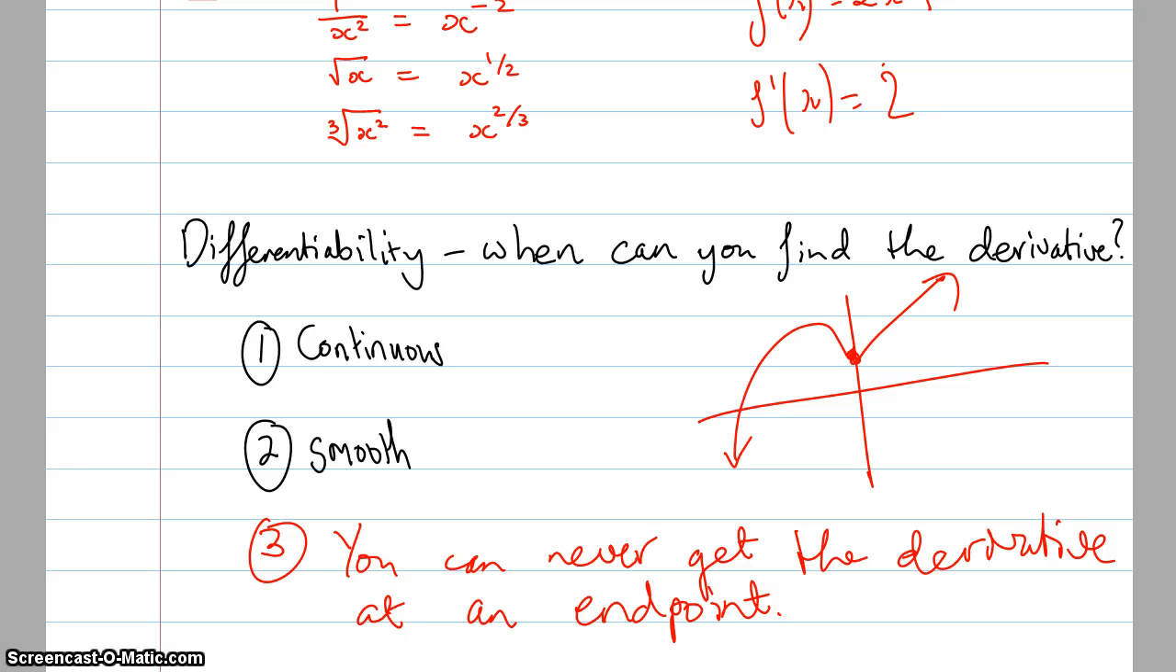Okay, so it's always not included when we're doing the derivative graph or when we're stating the domain of the derivative. Okay, so that's it for 5.3.